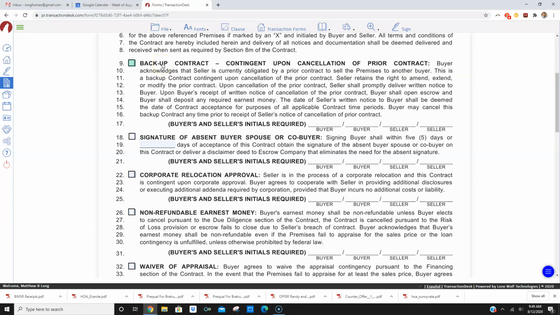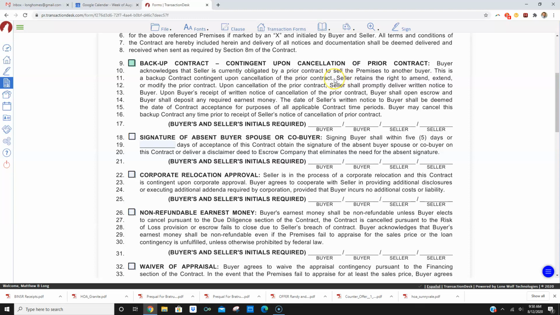First thing on here is backup contract, contingent upon cancellation of prior contract. So not uncommon in this market, property's under contract, your buyer wrote an offer, didn't get it, they want to be a backup, or they know it's under contract, they want to write a backup anyway. This is doing that, and this is creating the verbiage. Buyer acknowledges that seller is currently obligated by a prior contract to sell the premises to another buyer. This is a backup contract contingent upon cancellation of the prior contract.